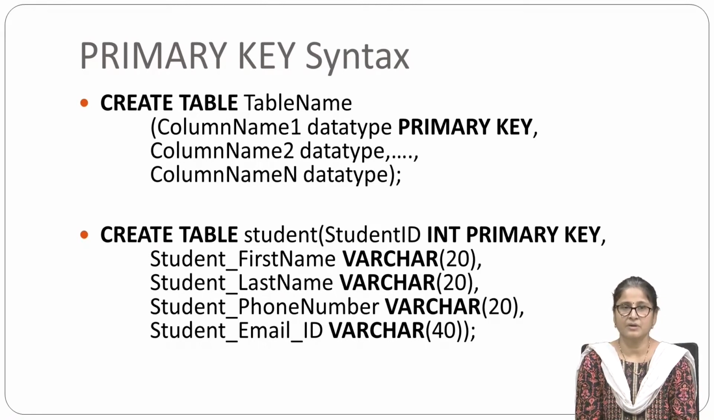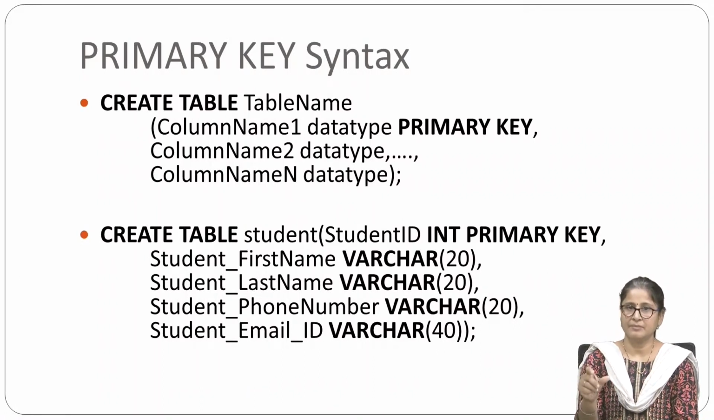While creating the table, we use the create command: create table, table name, column 1, data type, followed by the primary key. The remaining columns are not considered primary keys. So this is the syntax of specifying the primary key while creating the table.